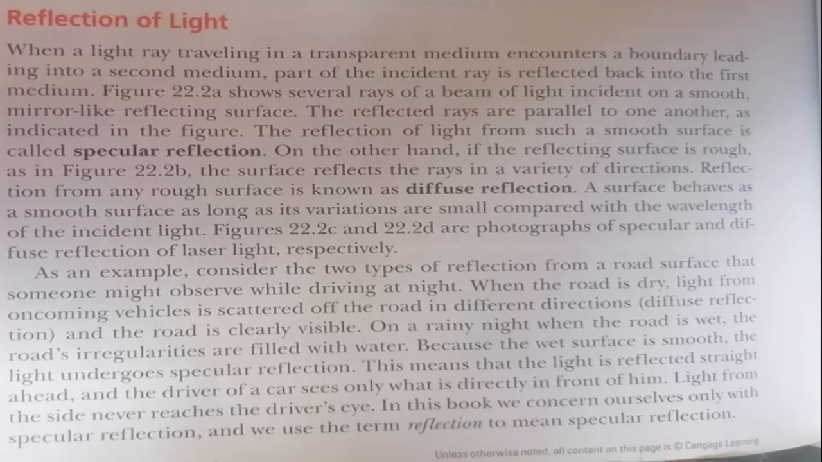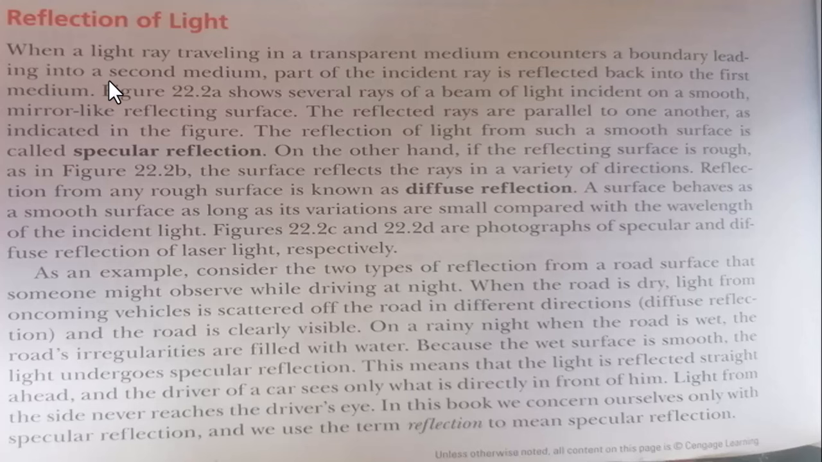Now let us try to look at the reflection of light. And let's have some reading as to what is happening there. Right. And we are saying, when a light ray traveling in a transparent medium, a transparent medium being a medium that allows light to pass through it, encounters a boundary leading into a second medium, part of the incident ray is reflected back into the first medium.